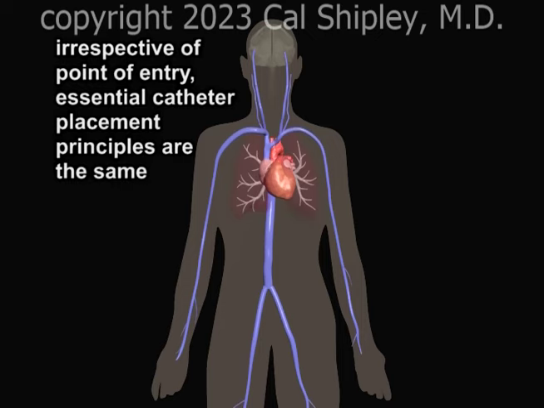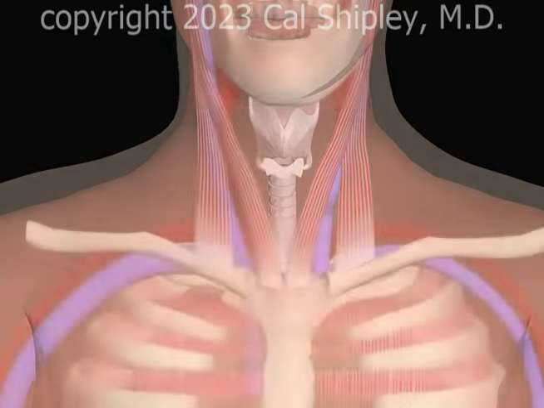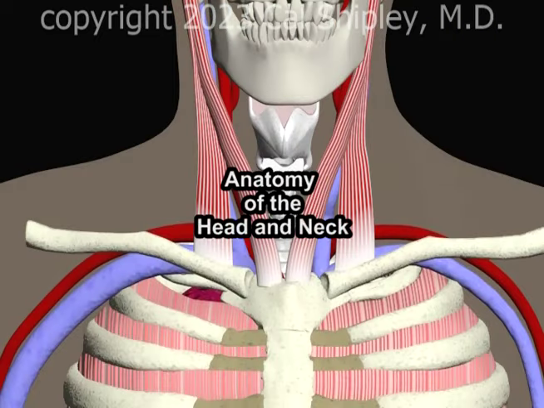Irrespective of which of these six entry points is used to insert the catheter, the essential principles of catheter placement are the same. Knowledge of the relevant anatomy of the head and neck is critical to safe and accurate placement of a central venous catheter. So let's start with a quick review.